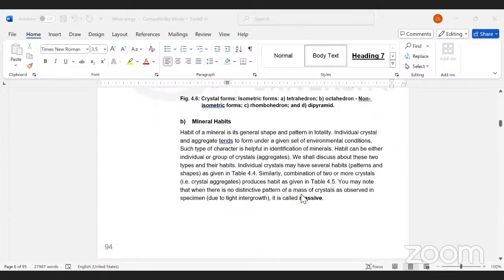And mineral habits also here. Mineral habit means the mineral shape, how they are formed, and the pattern, and the individual crystal and aggregate tends to form under the given set of environmental conditions.